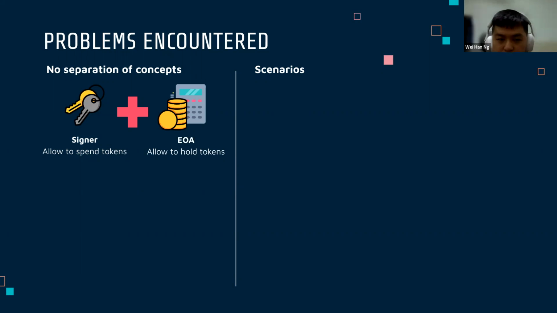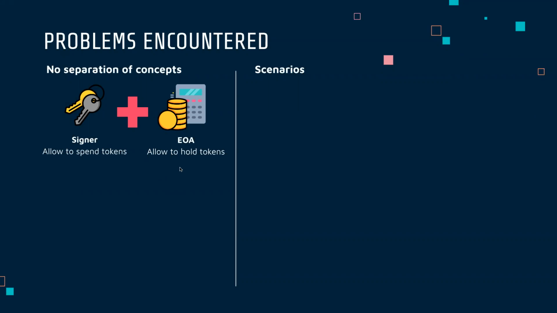So if you think about it in terms of the Web2 concept, you have your bank password, whose primary responsibility is to access an account. And you have another component, which is your bank account, and the primary responsibility of a bank account is to make transactions, and also to hold money.